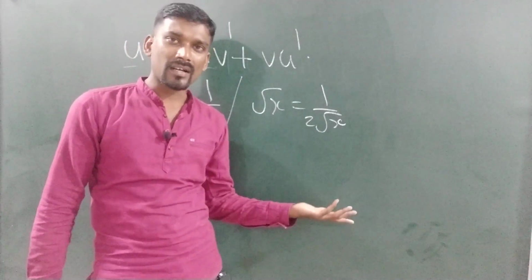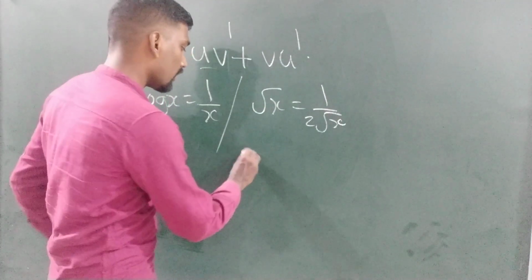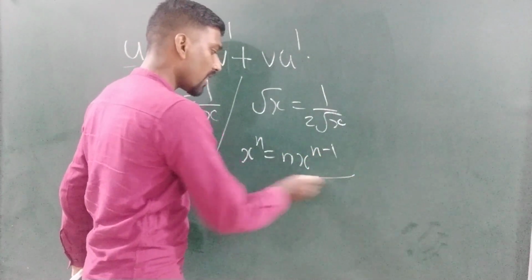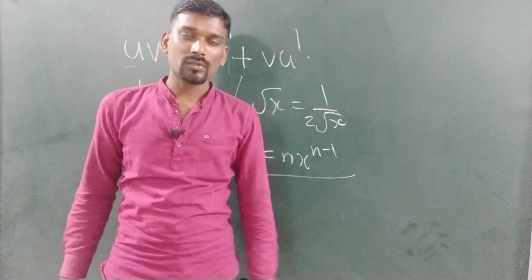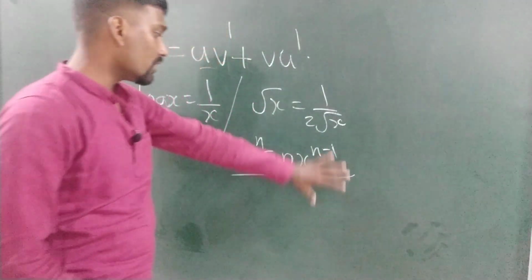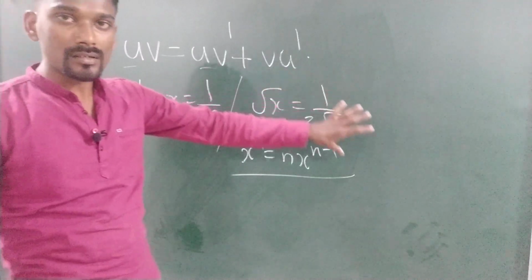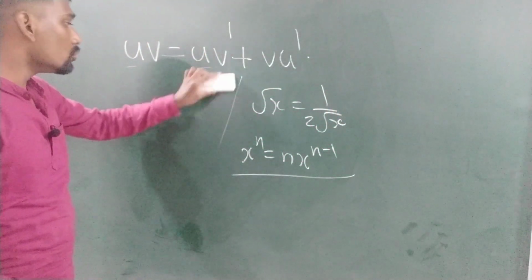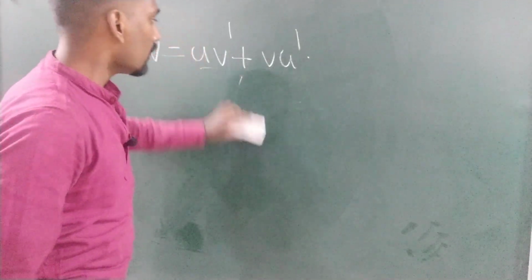Learn this value by heart, because if you know the formula for x to the power of n, that is equal to n into x to the power of n minus 1, you can derive it. In this way you are going to prepare the differentiation chapter. It is very easy. Okay, the UV method. I am going to tell you about the UV method.